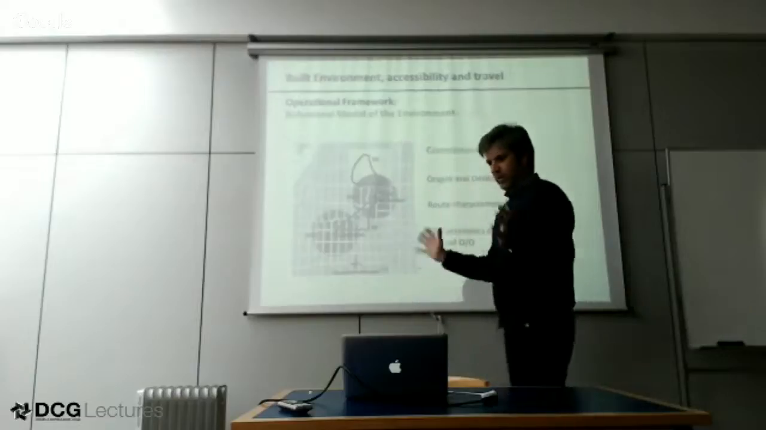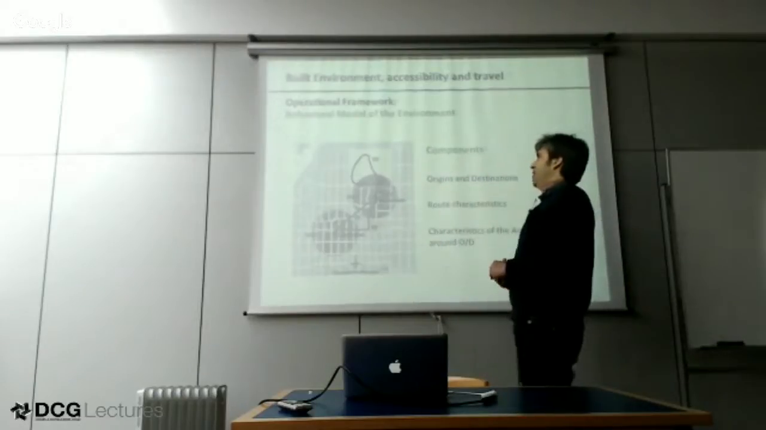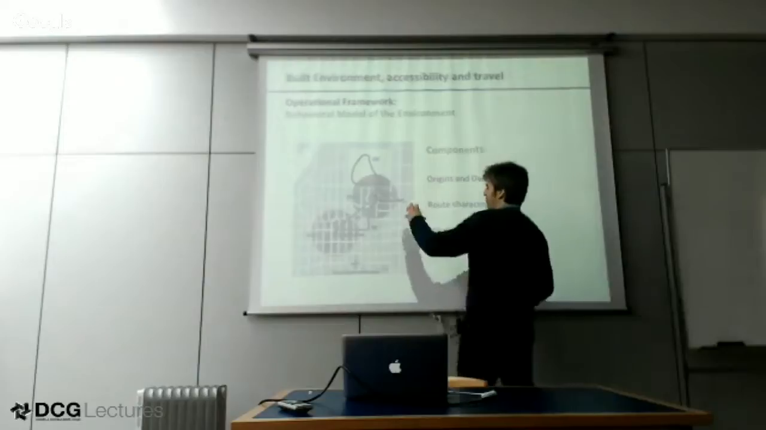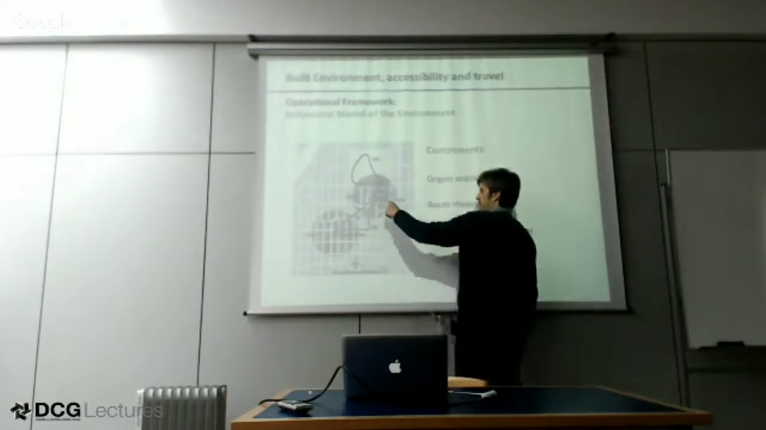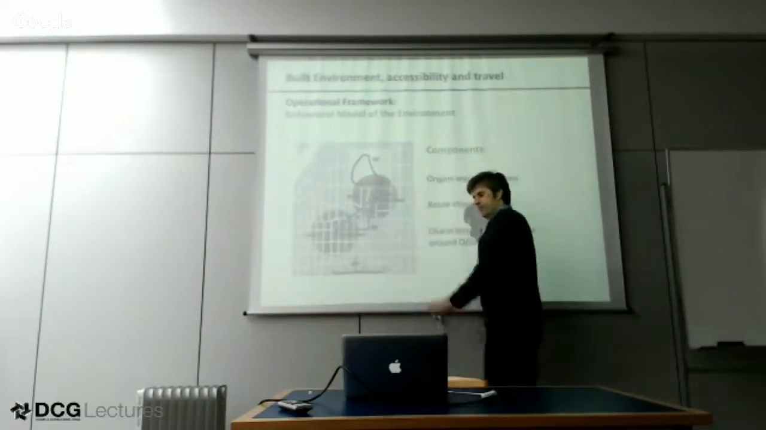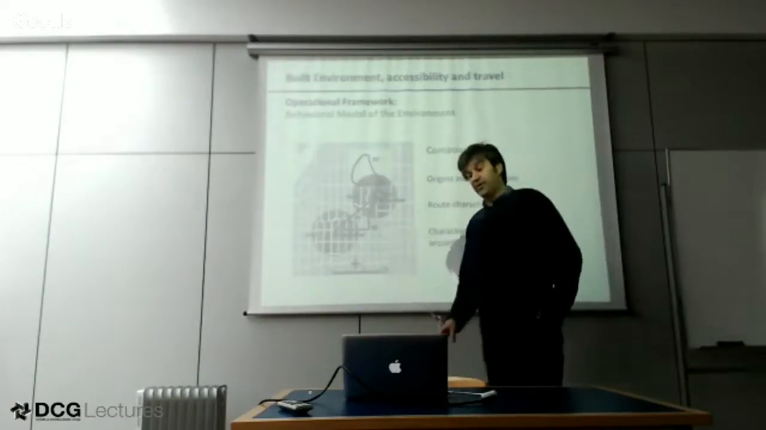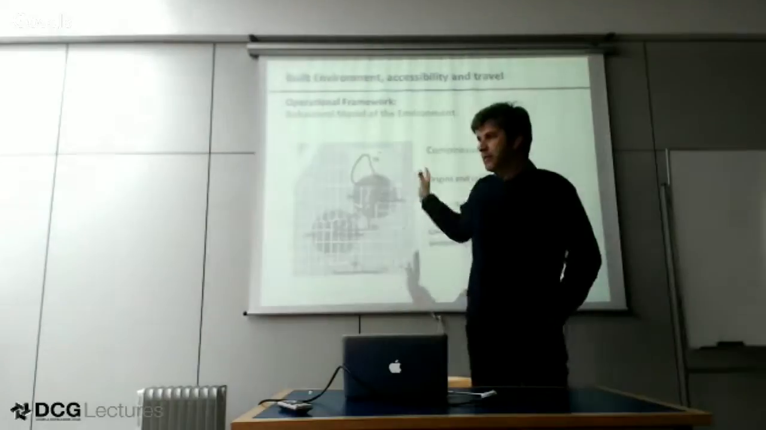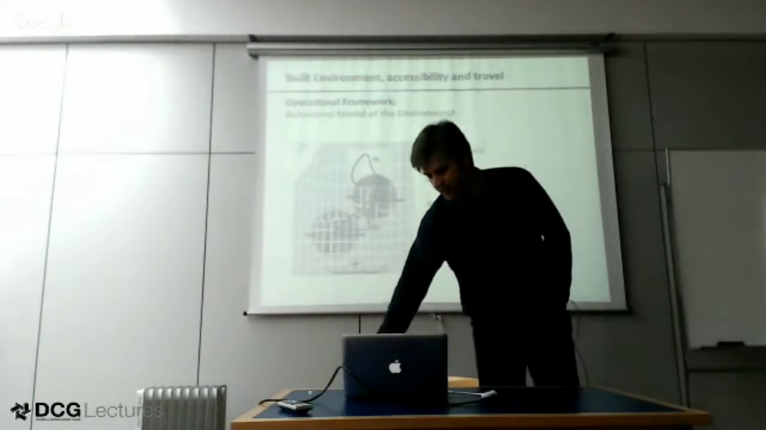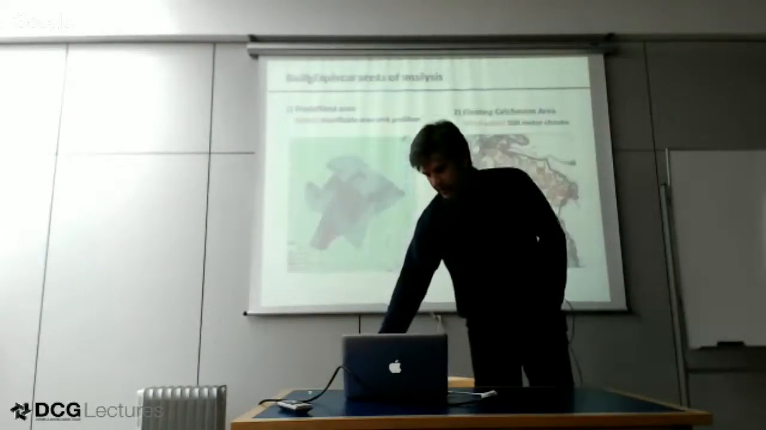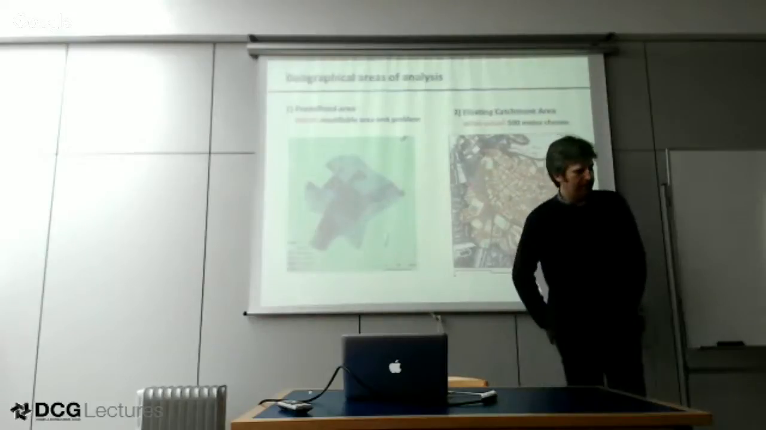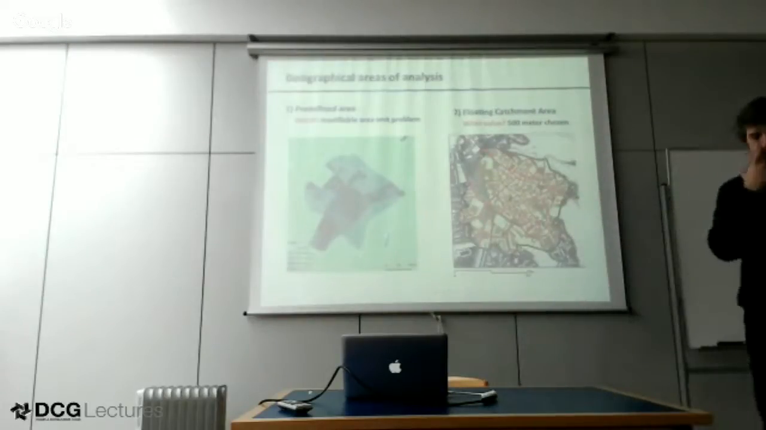Okay, so this was our operational framework. We wanted to calculate the built environment characteristics for origins, destinations, areas around them, and the routes. I must say that in the end, we didn't end up measuring the routes because we didn't have data, but we wanted to. So this was our operational framework. And then we have this problem that I was discussing a little bit, common problems in geography.